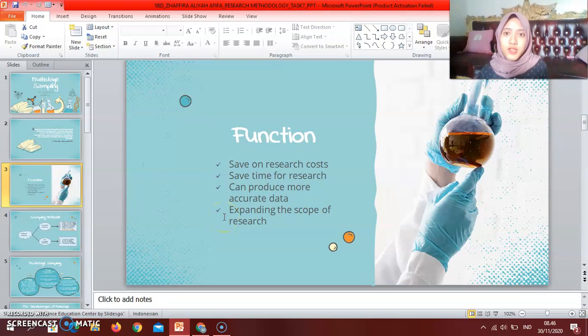In doing research, sampling has several functions. First is to save on research costs. Second is to save time for research. Third is that it can produce more accurate data. And fourth is expanding the scope of research.